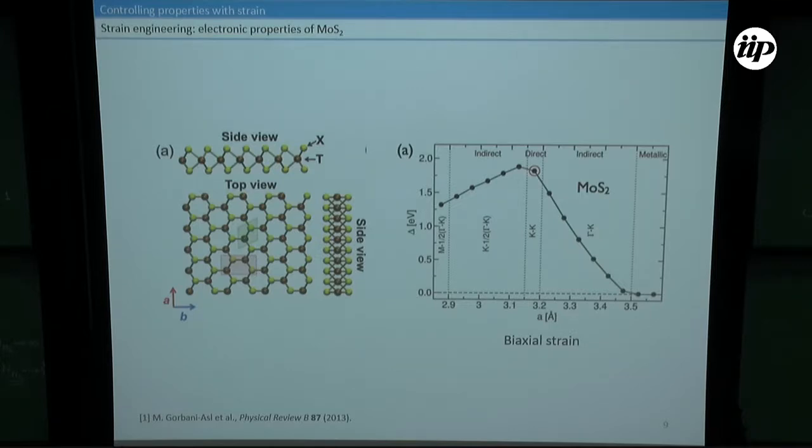You can get a material that's a direct semiconductor material. You can get a material that's an indirect band gap semiconductor material. And if you apply enough strain, you can actually make it metallic. So they're calling that kind of changing of properties strain engineering. Basically, if you want a material with some property, you can apply some strain to the material, so it will have the exact properties that you want.